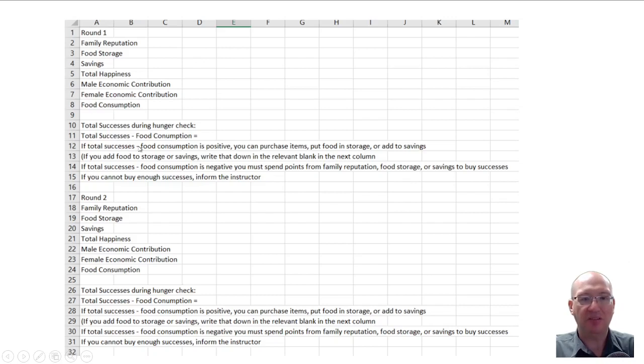If total successes minus food consumption is positive, you can purchase an item, put food in storage, or add to savings. If total successes minus food consumption is negative, you must spend points from family reputation, food storage, or savings. And this actually solved a lot of those problems.